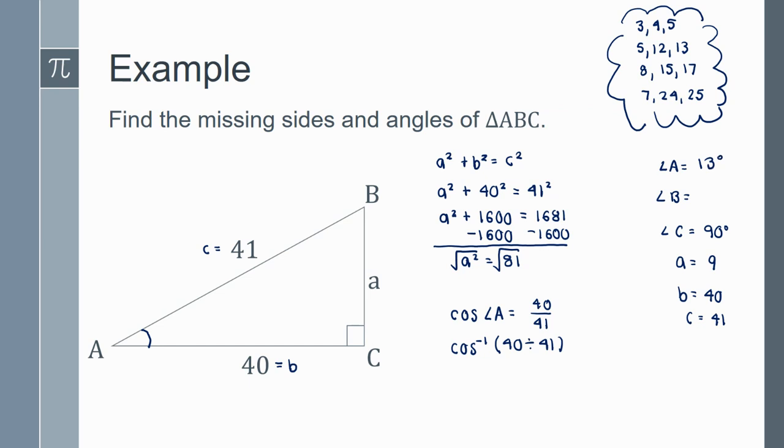Okay, and once I found one of the angles, to find the measure of angle B, I can just use the fact that those two acute angles have to add up to 90. So they're complementary. I just have to subtract and I get 77 degrees. If you wanted, you could do another trig equation, but it's really not necessary. So here are the answers to this problem.